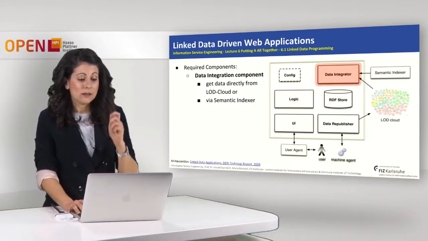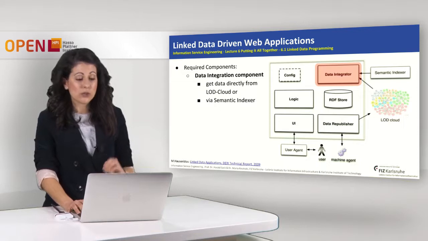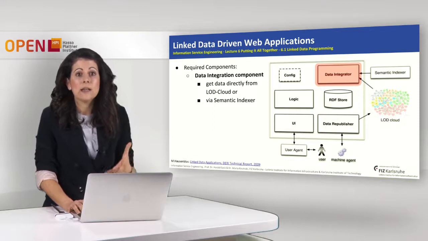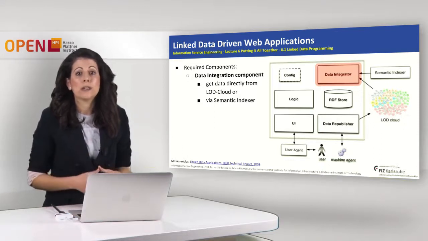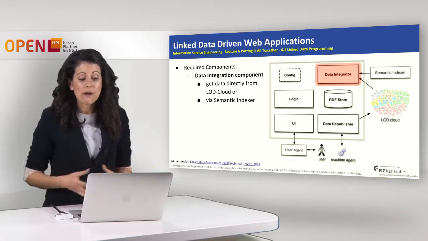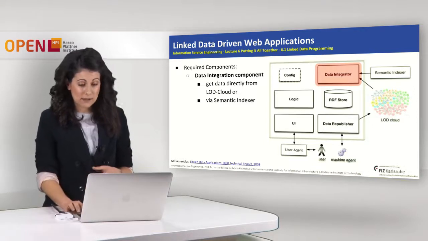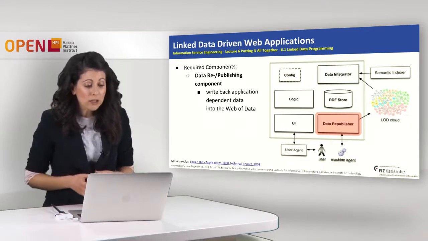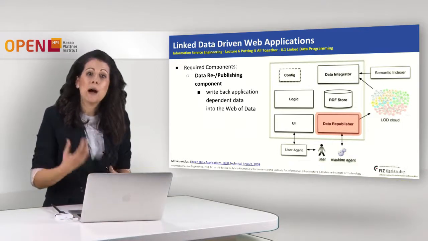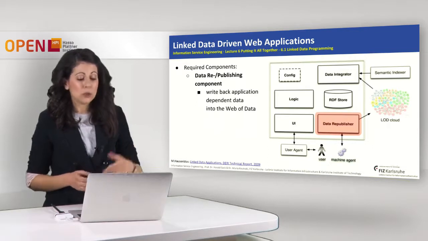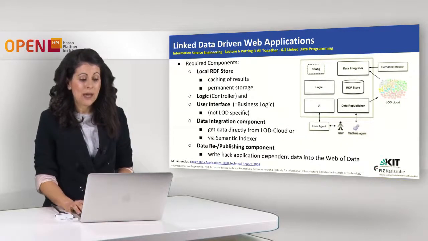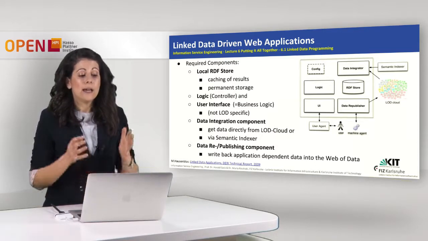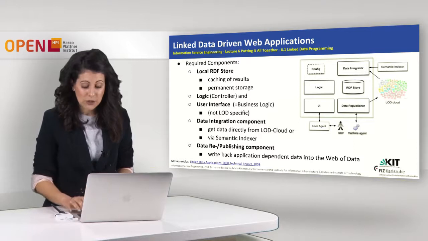Then we need the data integration component here, which is responsible for gathering the data. It can get data directly from the linked open data cloud, as you see, or via some semantic indexer. And then we have the data republishing component, which is responsible for writing back application-dependent data into the web of data. Those are all the components which are necessary in order to build a linked data-driven web application.